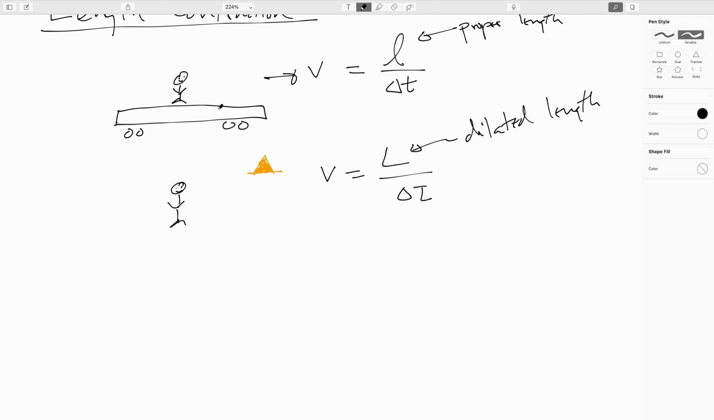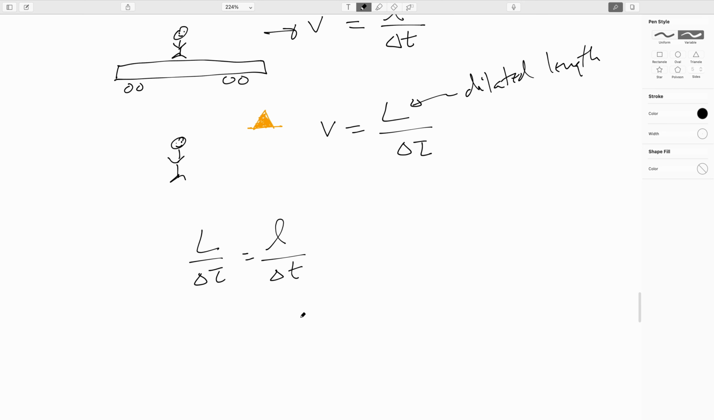You have to agree that my train car is moving to the right at v, I have to agree that the pylon is moving to the left at v. So we can go ahead and equate those two here. So we'll have L over delta tau is equal to the proper length over delta t. So we can then remember from time dilation that delta t was gamma delta tau.